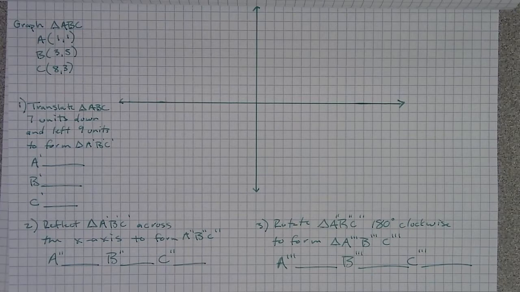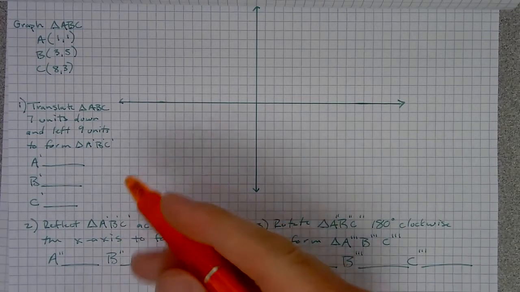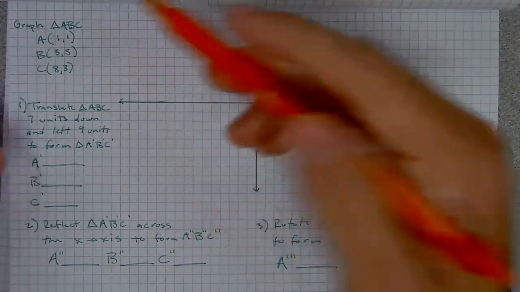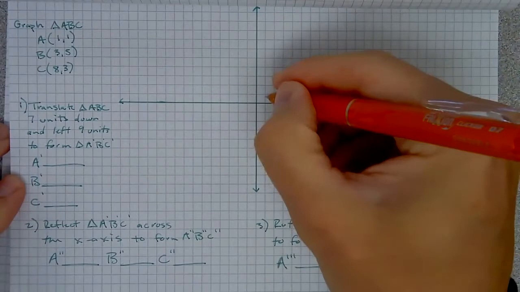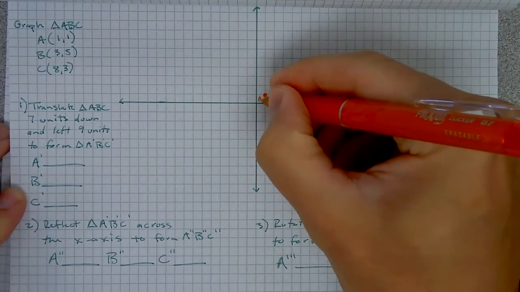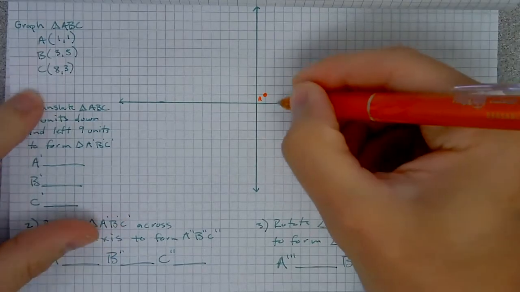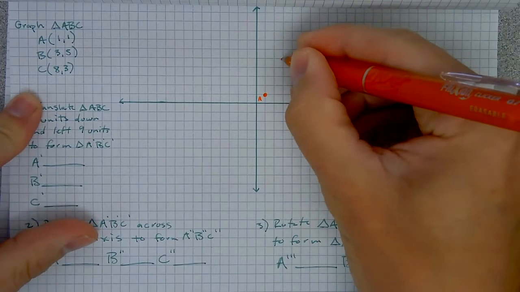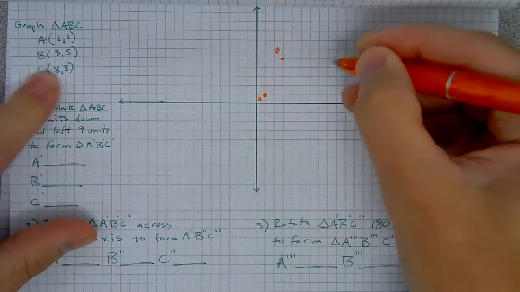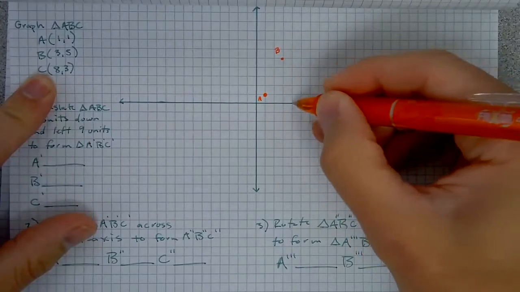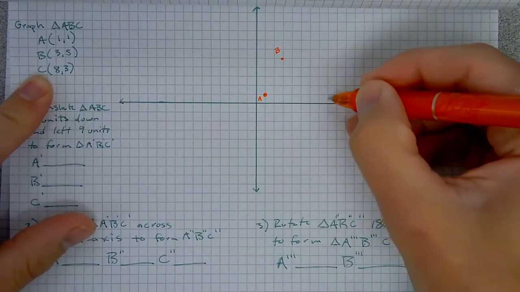All right, so let's take a look at this review. First step, graphing the original triangle ABC. So we got A here at 1, 1. We got B at 3, 5. And we got C at 8, 3.